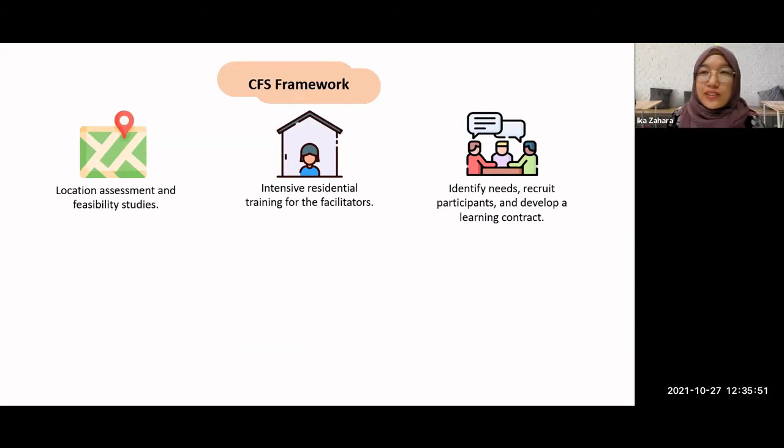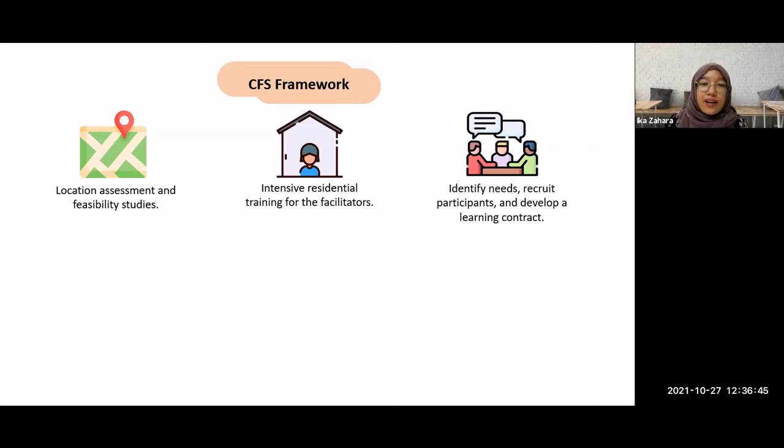So what is CFS actually? What kind of framework does this method use? The first is, before we decide which location of CFS, we will assess the location and have feasibility studies. The studies are not only examining the mangrove condition or biophysical condition in this area, but also assessing the fish farmers' willingness to learn new methods, or whether they can commit fully to participate in the whole CFS program.